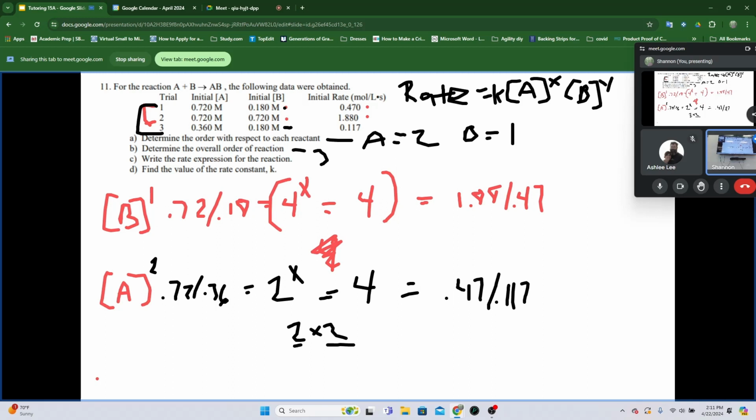Which one is the exponent button? The exponent, which one is the exponent button? That? No. X to the Y.